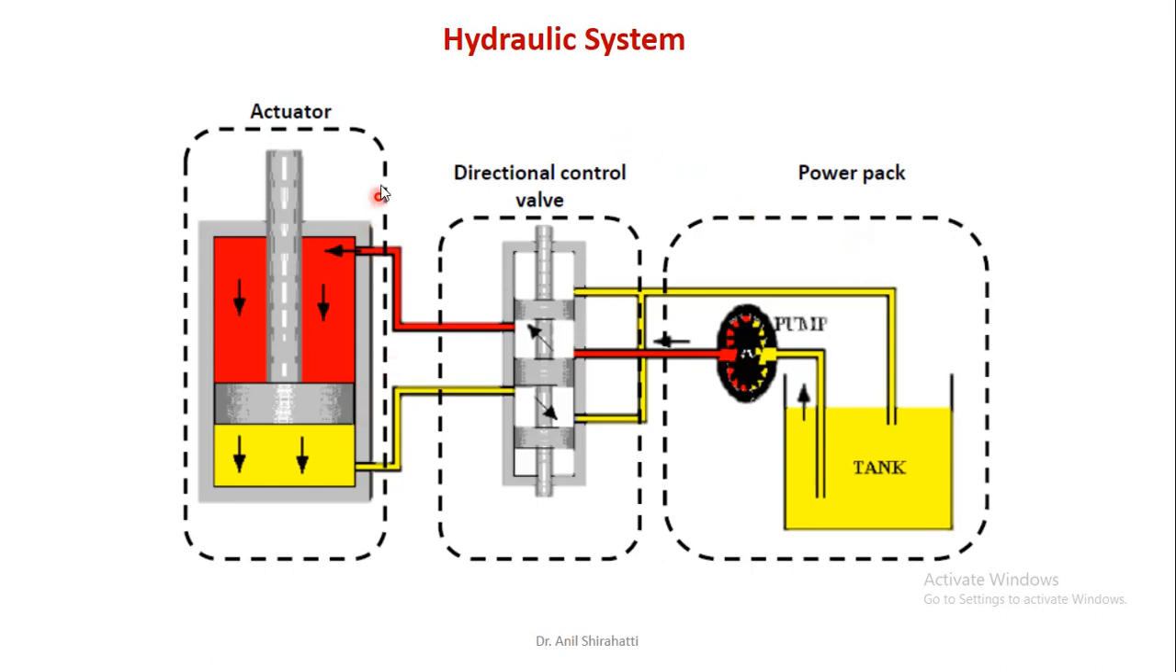So this is a simple hydraulic system. A hydraulic system consists of an actuator, either a single actuator or dual actuators, then the direction valves, and the power pack, which is nothing but the reservoir of liquid. What is the function of the valve? The valve's function is giving direction to the fluid, in which direction it should flow, either to the tank, the red part, or to the yellow part, the actuator.